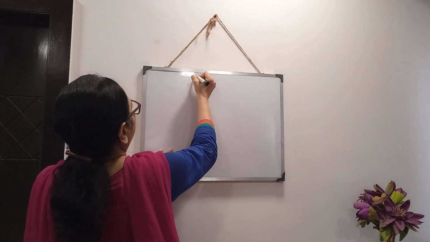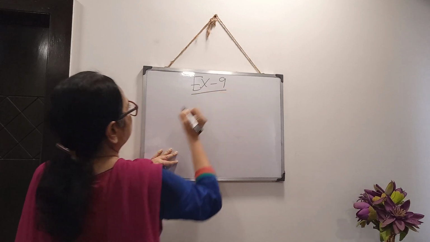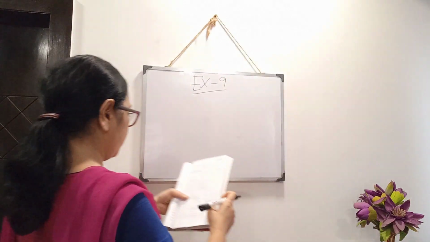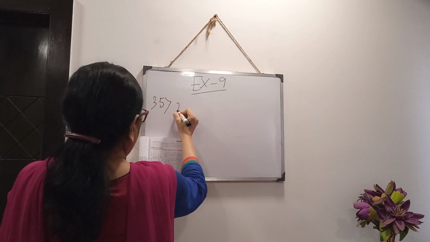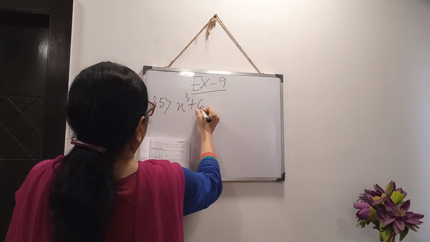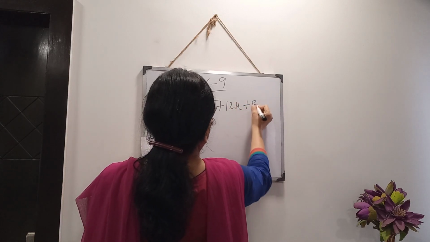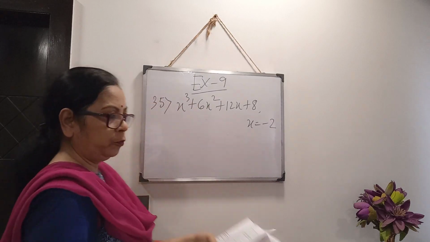Now, continuation of the previous video. We are doing exercise 9. The next type: find the product of... it is given in this form, 35 x cube plus 6x square plus 12x plus 8. Here the value of x is given as minus 2.